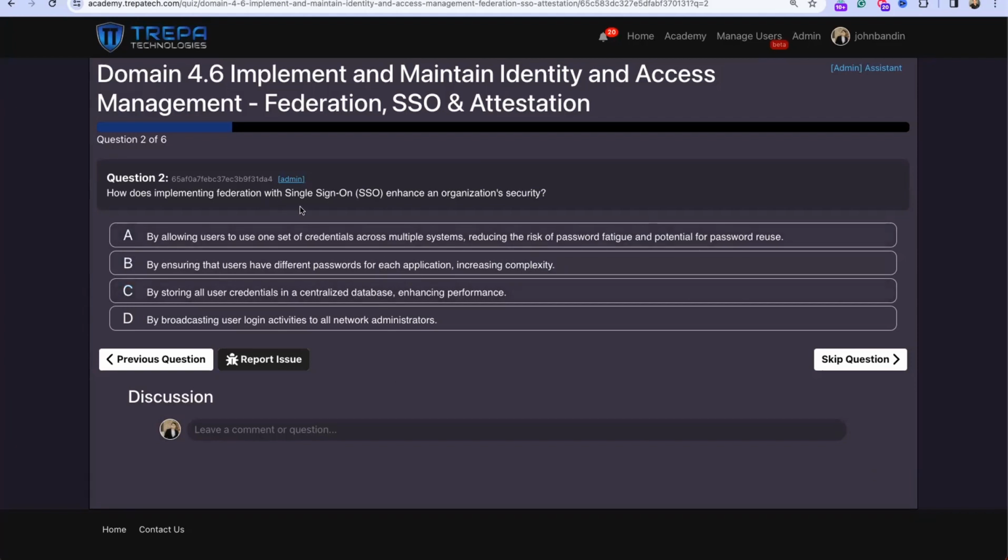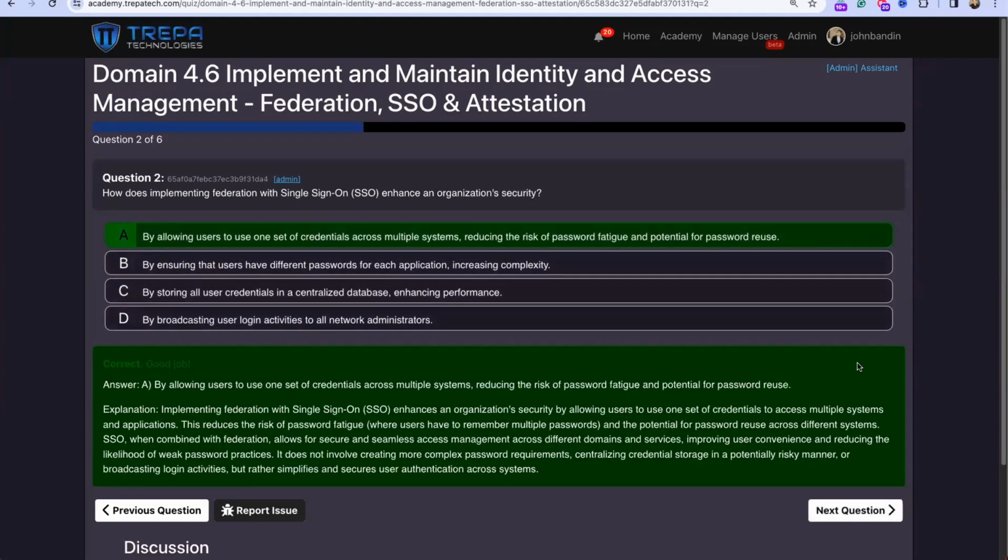Question 2. How does implementing federation with single sign-on enhance an organization's security? So we're going to go with A. When we're talking about password fatigue, right? If we allow single sign-on and then also implement MFA in there, and contextual authentication, like we don't want impossible travel logins, right? That's going to allow us actually to increase our security by reducing the attack surface of having all these different accounts.